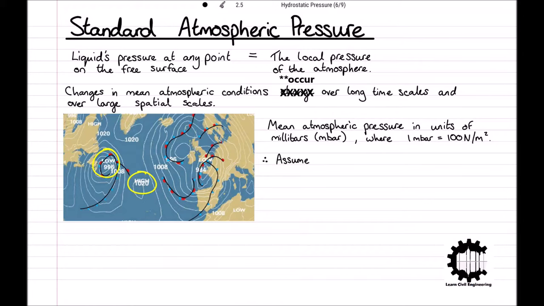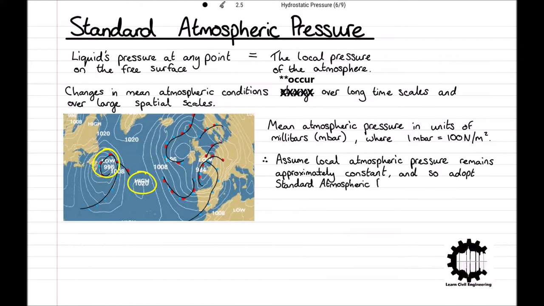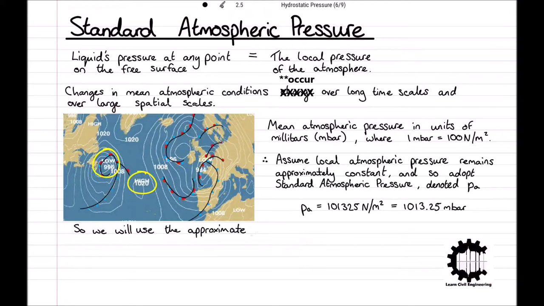Therefore, for any applications in civil engineering, we can assume that the local atmospheric pressure remains approximately constant, and therefore adopt a standard atmospheric pressure value, which we denote PA, and which is typically taken to be PA equals 101,325 newtons per meter squared, which is equal to 1,013.25 mbar. For the rest of this series on hydraulic design, and in common practice, we will use the approximate value PA is equal to 101 kilonewtons per meter squared.